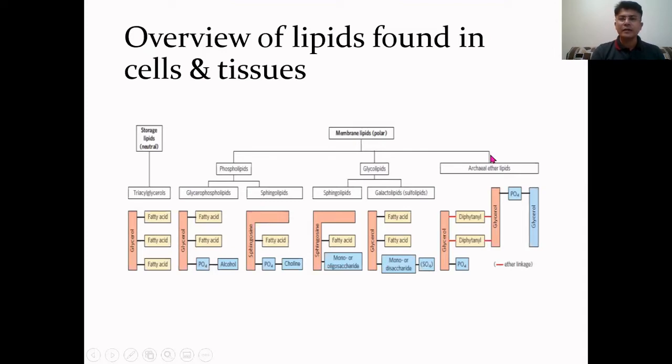And in the case of archaeal lipids, there is an ether linkage. So the glycerol and the fatty acids are linked to each other by ether linkage rather than by ester linkage. So this is the basic difference between the archaeal lipids and the other lipids which are found in the case of bacteria or eukaryotic cells.